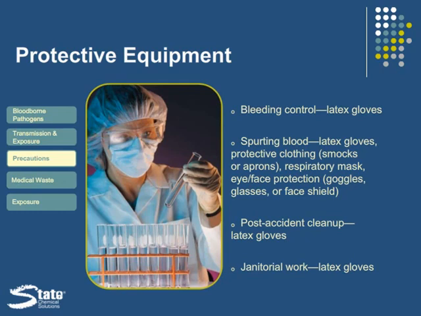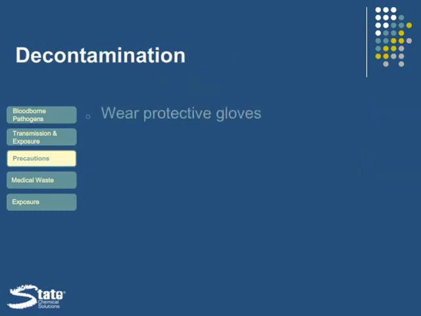For spurting blood, more than just gloves are required. Protect your mucous membranes such as your eyes, mouth, and nose with a face shield or a mask. Also, wear protective clothing such as an apron, smock, or shoe covers to protect your skin. For post-accident cleanup, generally just gloves are needed to protect your hands when disinfecting surfaces or equipment. As a note, janitorial workers should always wear gloves, particularly when they're cleaning restrooms.